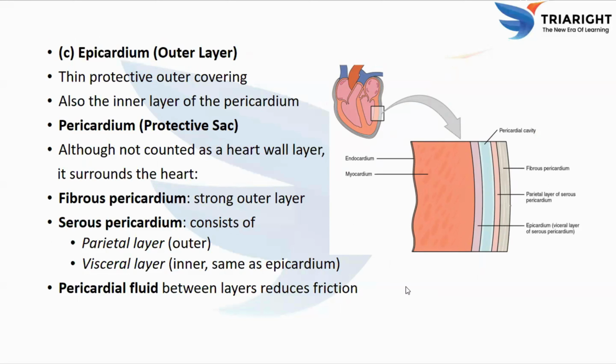So as I said, the epicardium is the outer layer of the wall. It is a thin protective covering. It is also called the visceral layer of the pericardium. It contains blood vessels, nerves, and fat, and also protects the heart surface. So what is the important point to remember about the epicardium?